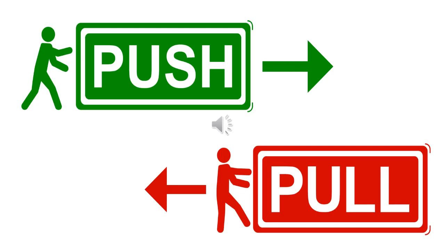Now, pull factors and push factors. In your book, take page number 114. You can see a table of pull factors and push factors. First we will discuss pull factors: natural causes, economic causes, socio-cultural causes, demographic causes and political causes.